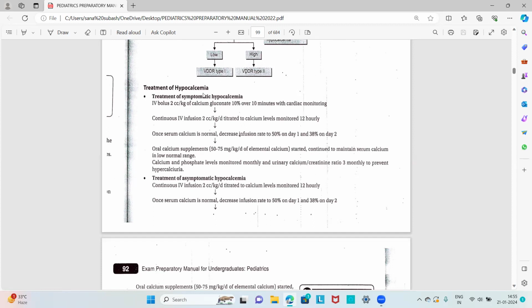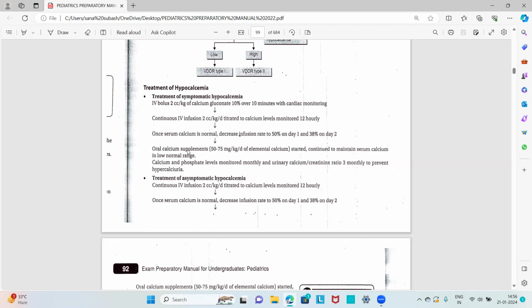Treatment is classified into two: treatment of symptomatic hypocalcemia and treatment of asymptomatic hypocalcemia. In symptomatic hypocalcemia, an IV bolus of 2 cc per kilogram of 10% calcium gluconate over 10 minutes with cardiac monitoring should be administered. This is followed by a continuous IV infusion of 2 cc per kilogram per day, titrated to calcium levels monitored 12 hourly. Once serum calcium is normal, decrease the infusion rate to 50% on day 1 and 33% on day 2.